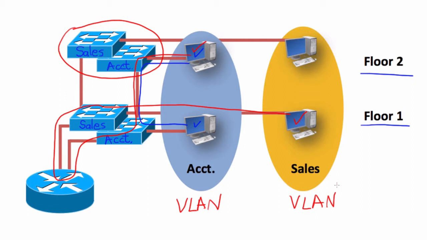We can have just a single switch if we have enough ports, and that single switch can serve both the accounting and the sales VLANs. Let's take a look at what that topology would look like.